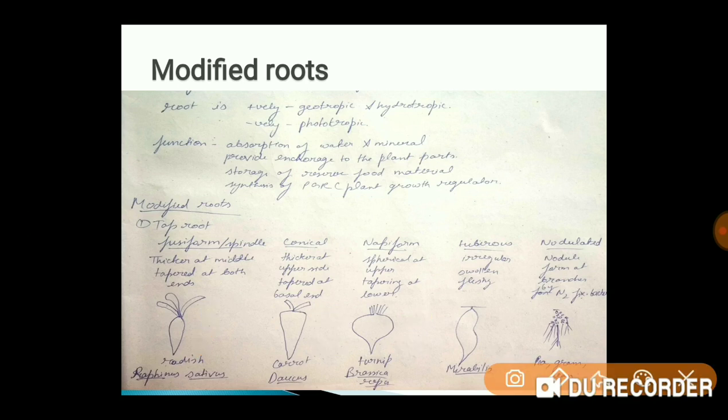In tuberous, the root is fleshy and swollen, and it is irregular in shape. Example is root of mirabilis. Now nodulated. The nodules are formed at the branches, and it has the significance of nitrogen fixation. So this nodule is developed by nitrogen fixing bacteria. Examples: pea, gram, and beans.